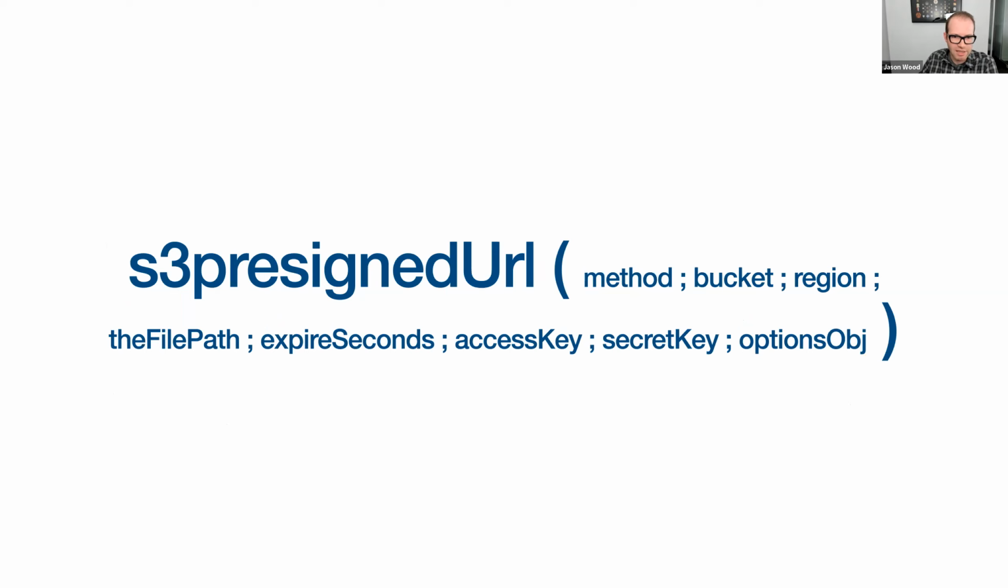There are 8 parameters. The method, so this would be get, put, head, or delete, depending on what your operation is. The AWS bucket name, the AWS region, the file path, which is the object key. Expire seconds, the number of seconds you want the URL to be valid for, starting from the moment of creation. And then you would supply the AWS API credentials in the next 2 parameters. And the last parameter, options object, normally can be left blank. It's a JSON object that allows me to add features to the function in the future. Right now it has one capability, and that is to pass a host name in case you're using an S3 compatible service that's not AWS.